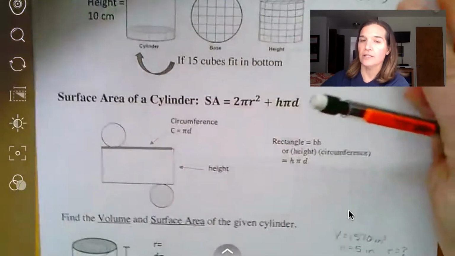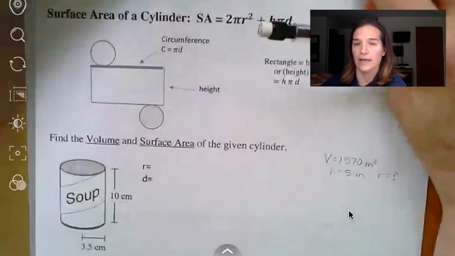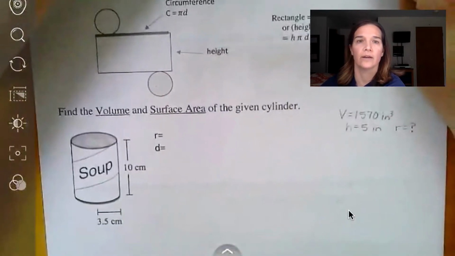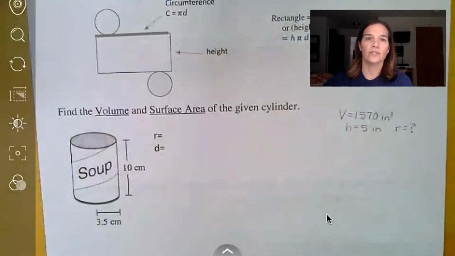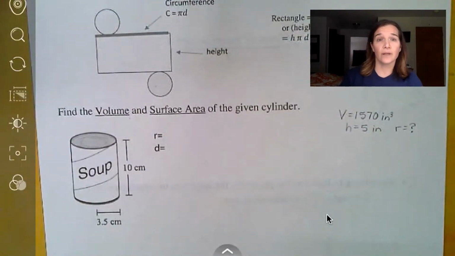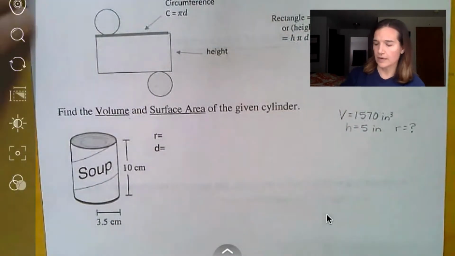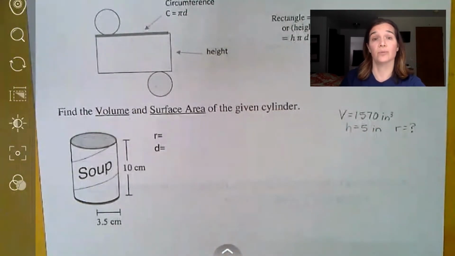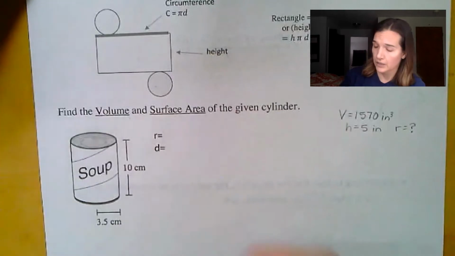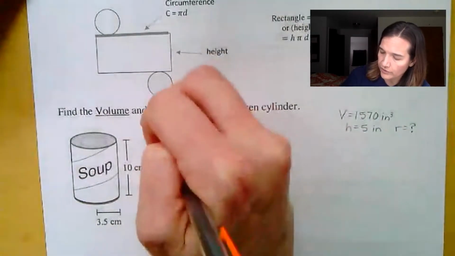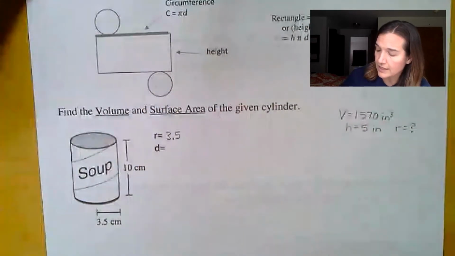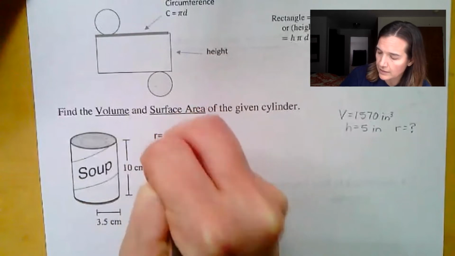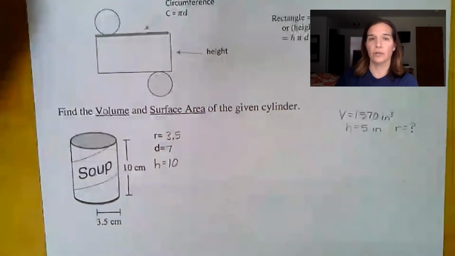So we're going to try that out here. And to start with, we have find the volume and surface area. Find the volume and surface area of the given cylinder. And so I'm going to start with volume. I'm going to write down, of course, my radius and my diameter. If we can get those out of the way, then it helps a lot when we use things in formulas. So here, my radius, that's the 3.5, which means my diameter is twice that, or 7. And then I'm even going to write that the height is 10 on this one.